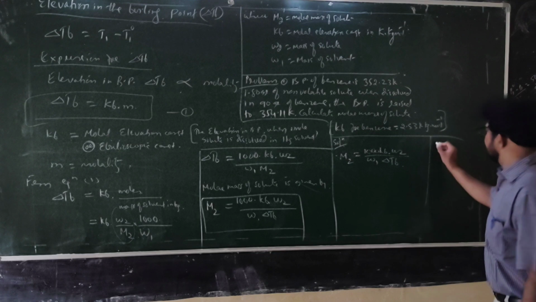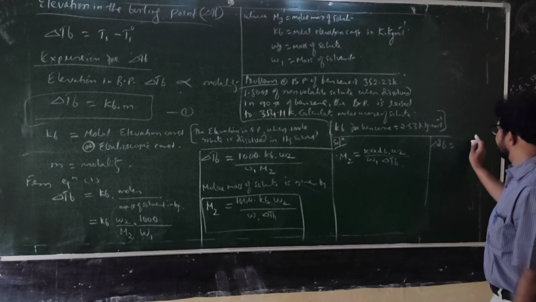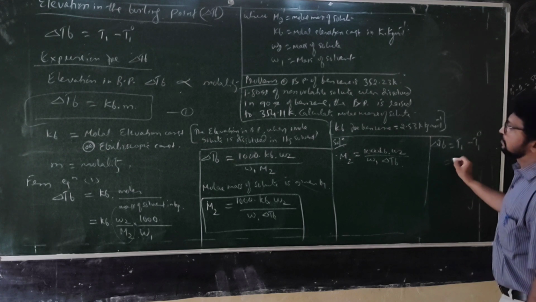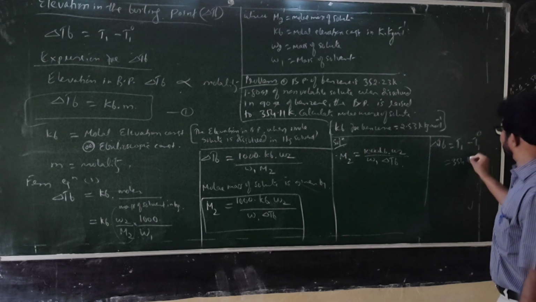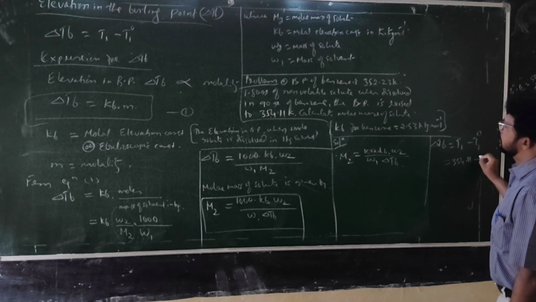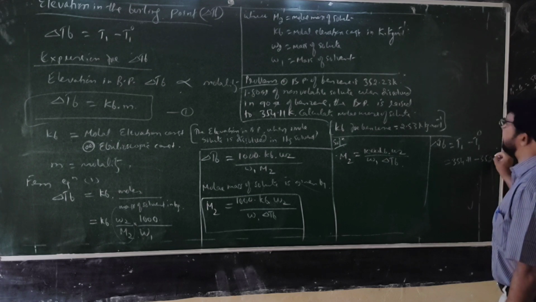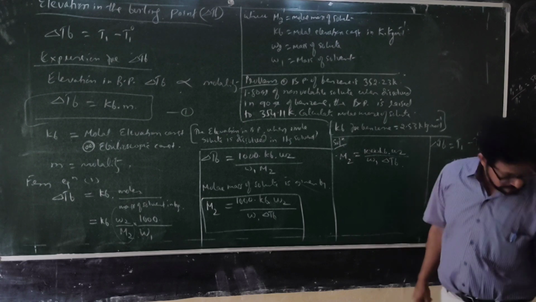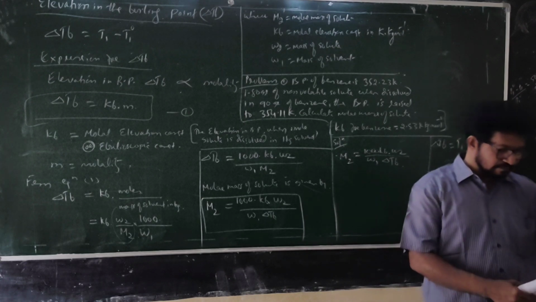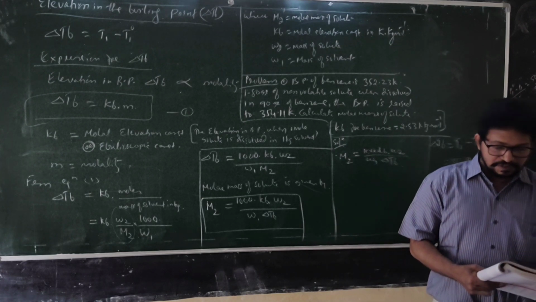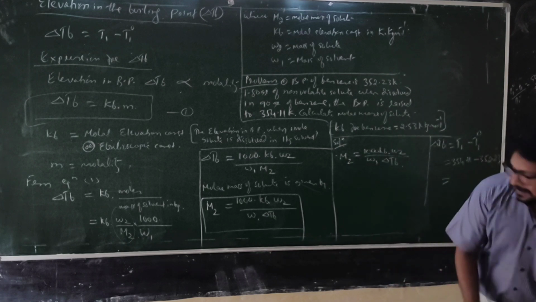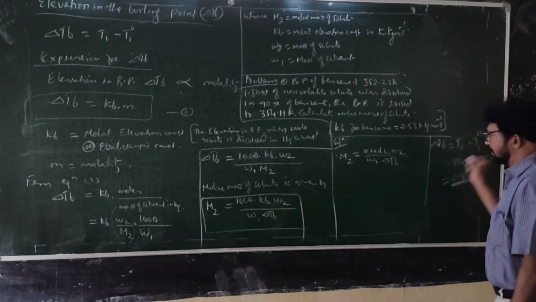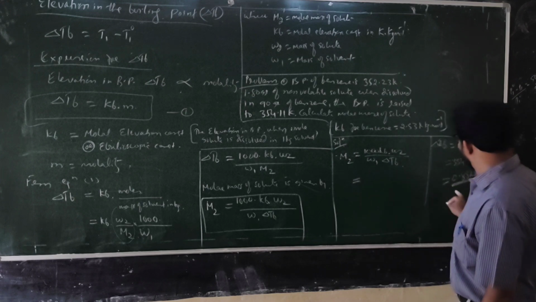I will work out here. Delta Tb equal to T1 minus T1 naught. So 354.11 minus 352.23. So this becomes how much? 0.88, correct? 0.88 Kelvin.